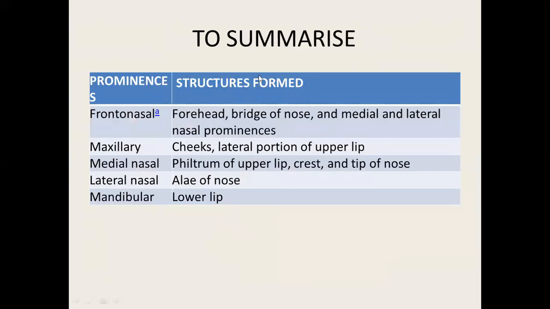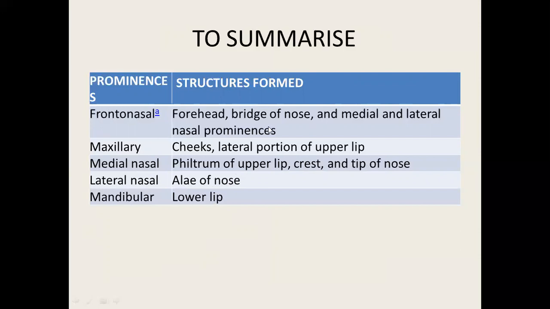So to summarize, what are the derivatives of the different prominences? A frontonasal prominence will give rise to the forehead, the bridge of the nose, and the medial and the lateral nasal prominences. Then the maxillary prominence will give rise to the cheeks and the lateral portion of the upper lip. The median nasal prominence will give rise to the philtrum of the upper lip, the crest, and the tip of the nose. The lateral nasal prominence will give rise to the ala of the nose, and the mandibular prominence will give rise to the lower lip.